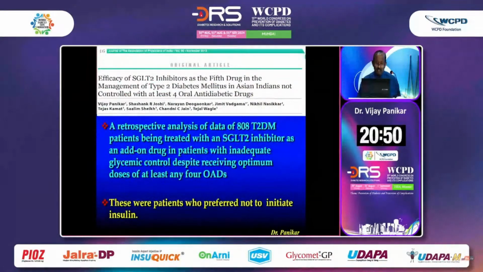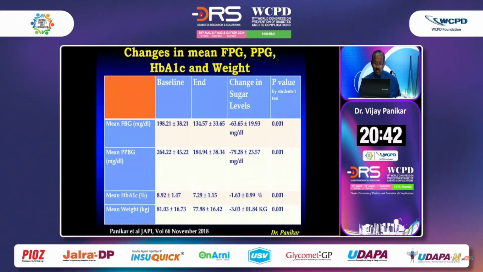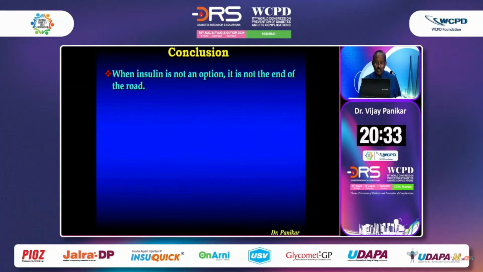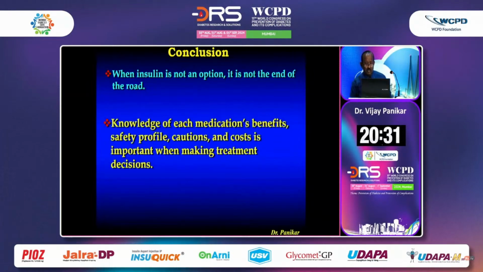And this is, again, patients who preferred not to initiate insulin. This is the efficacy of SGLT2 as a 5th drug. There again, good glycemic control, weight reduction of almost 3 kg, and almost 87% didn't need to go on to insulin. So when insulin is not an option, it is not the end of the road.